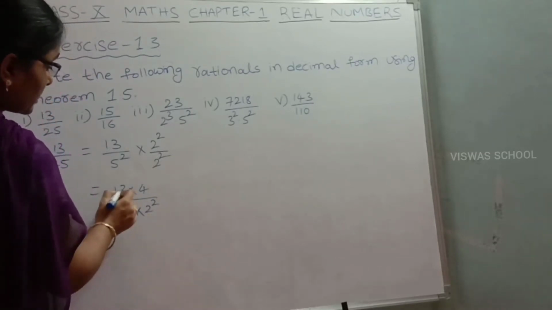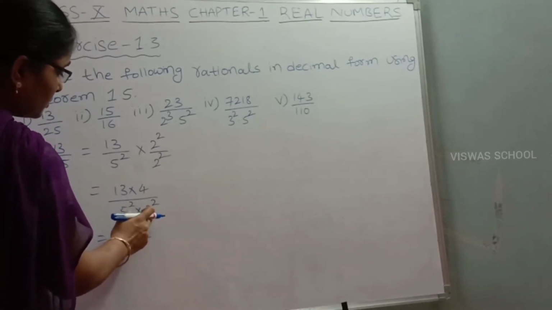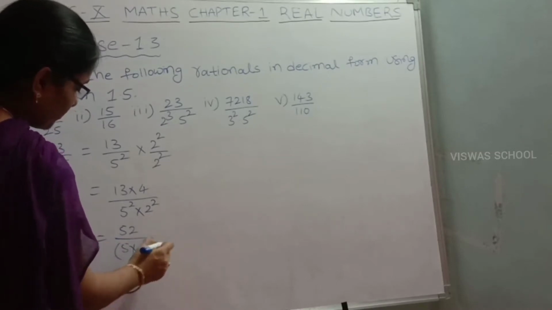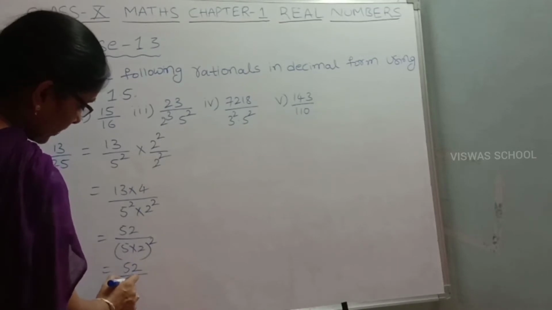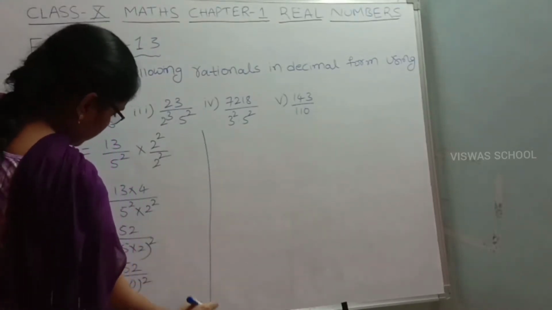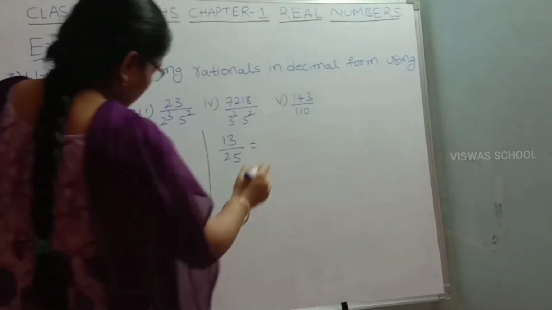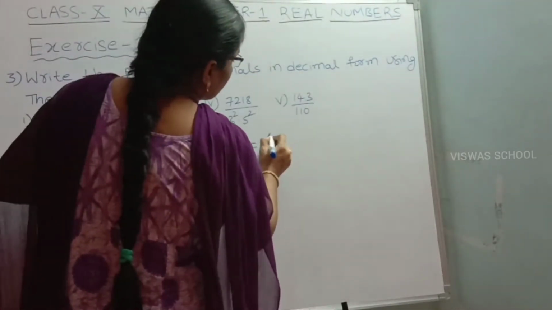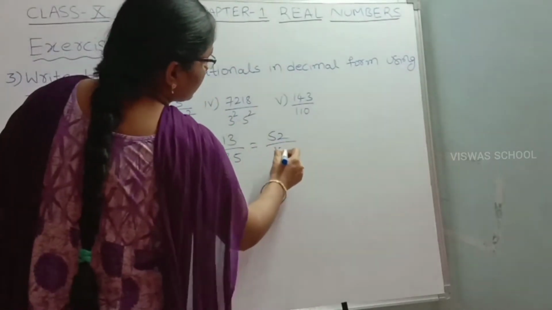It is equal to 13 4s are 52. Now the denominator is 5 into 2 whole square, which equals 52 by 10 square. 5 2s are 10, so 10 square. That is, 13 by 25 is equal to 52 by 10 square. 10 square means 100.